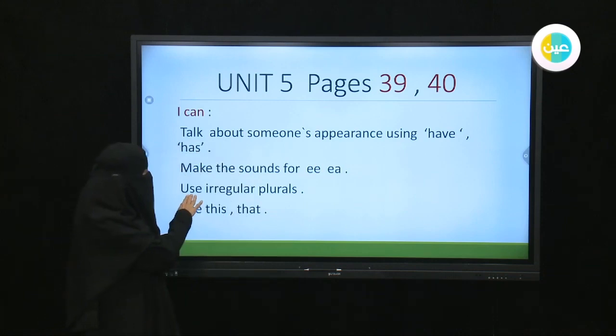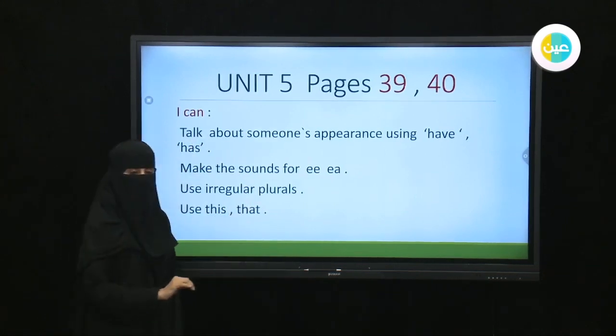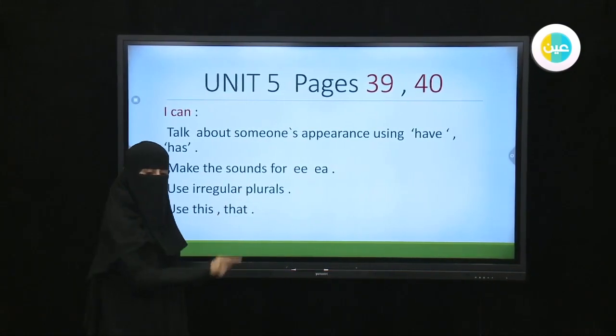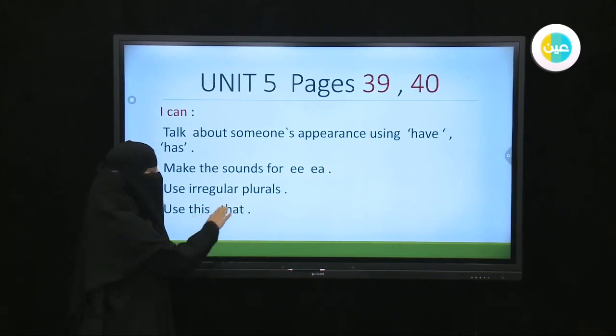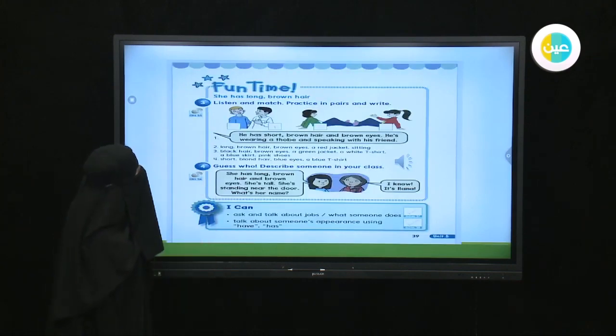Also, you're going to be saying, I can use irregular plurals. So you're going to be using the plural, but this time, not the regular one where you add an S, a different one. Also, you will say, I can use this and that. So these are the points we're going to cover in our lesson today. Let's start by opening on page 39.